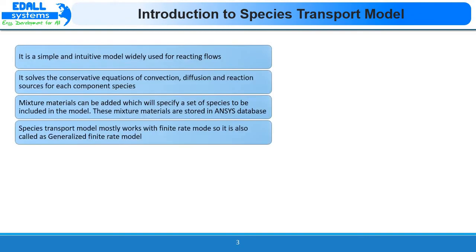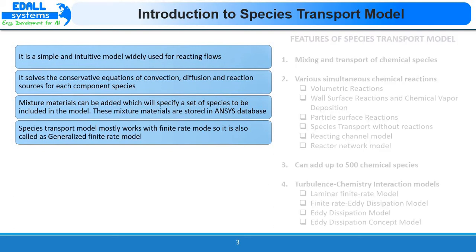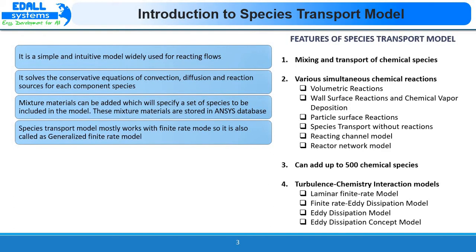Introduction to species transport model. This model is simple and it is widely used for solving reacting flows. The reason is it solves conservative equations of convection, diffusion and reaction sources for each component species. In species transport we can add mixture materials which will specify a set of species to be included in the model. So some of the key features of this model are as follows.